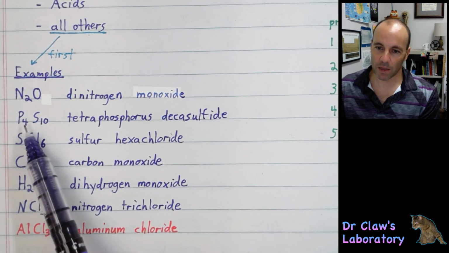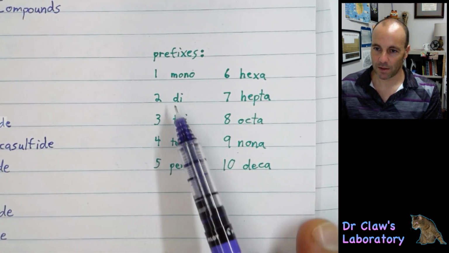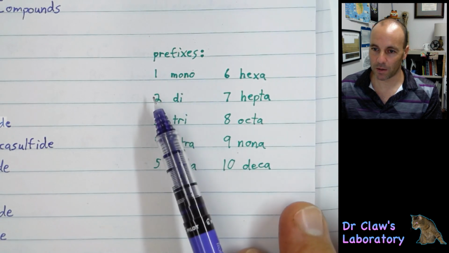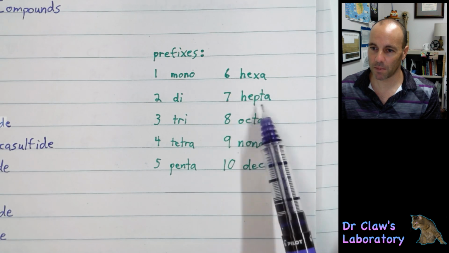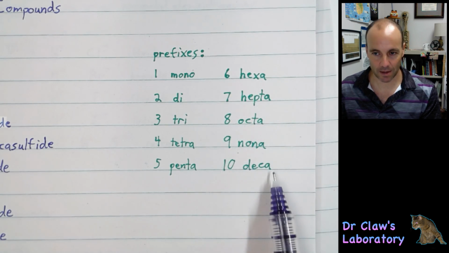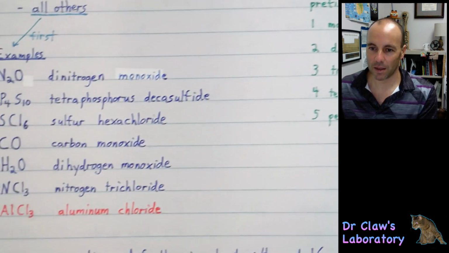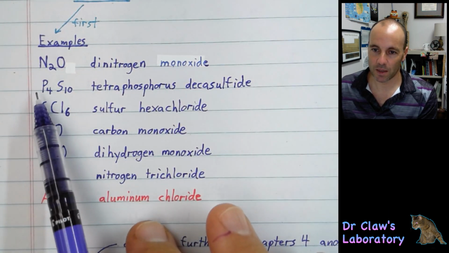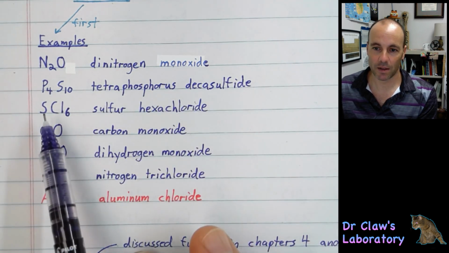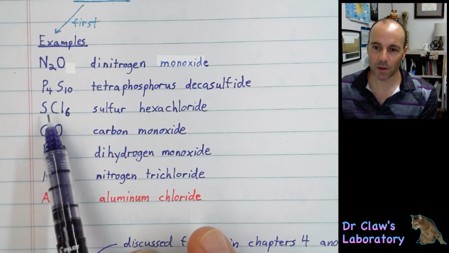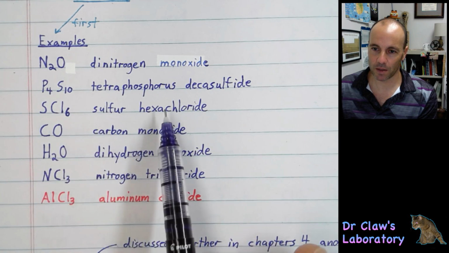How about this one? P4S10. So we need the prefixes for 4 and 10. And here they are. 1 is mono, 2 is di, tri, tetra, penta, hexa, hepta, octa, nona, deca. So tetra and deca are 4 and 10. So this is tetraphosphorus decasulfide.